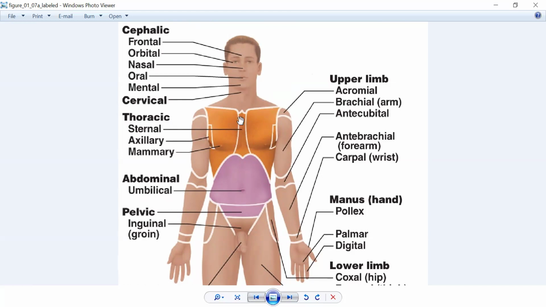Thoracic. And in the mid region is sternal, not sternum. If you put sternum, you mean the bone. We're not looking for the bone. We're looking for the superficial region called sternal. So it ends in A-L.